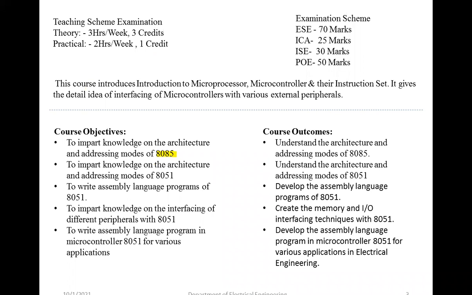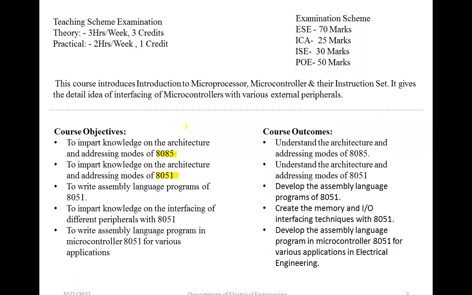Then the 8051, a different processor, and different languages are used, which is very important. So when you learn the 8085, the objective of this subject is that we have to understand the architecture of the 8085. Architecture means what types of registers are used, how the ALU works, how to do interfacing, how to connect the different peripherals to the 8085, how it works, and how to fetch the data from external memory to the 8085. So this is the processor.